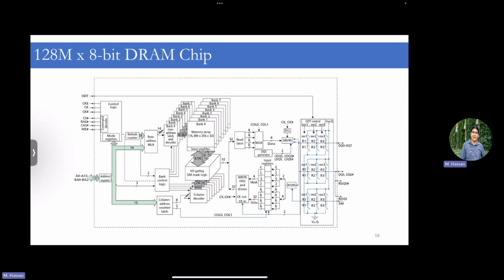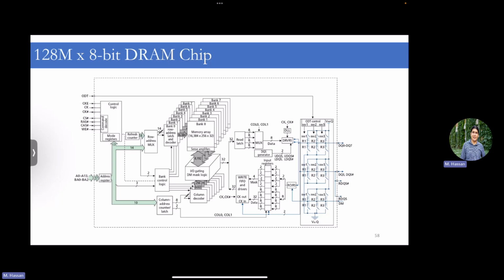So this is a screenshot from a data sheet. I forgot what memory it is, but it doesn't really matter. I just wanted to show you how things happen inside the devices. So here, for example, you see the different banks of the chip, bank 0 to bank 7. So you have 8 banks. Here are the sense amplifiers, right?